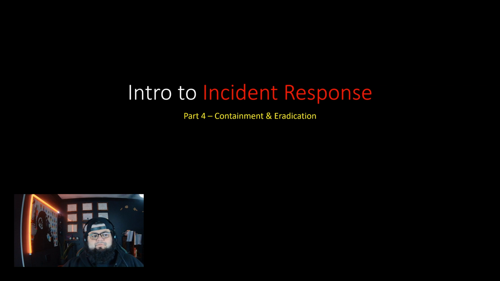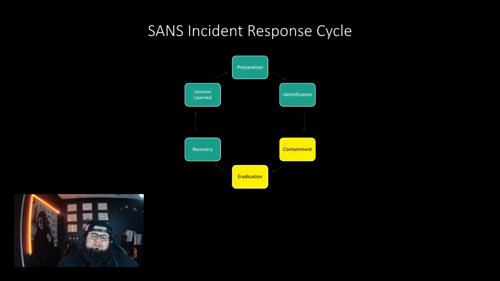We're continuing our little mini series on incident response, and tonight we're going to move on to part four, and we're going to cover containment and eradication. So, previously we talked about the earlier steps, right? Preparation is what we're doing right now. It's the training, it's the planning, it's the learning the methodology, it's putting together an IR plan, all that good stuff.